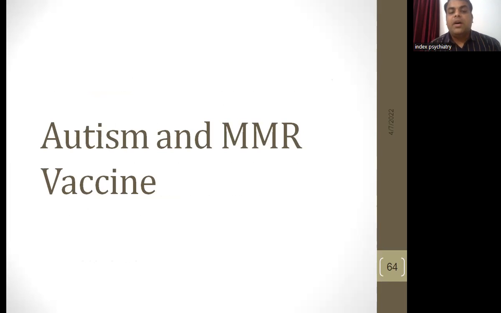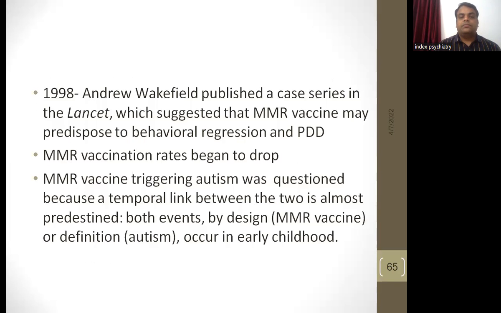Autism and MMR vaccine. MMR vaccination rates began to drop. MMR vaccine triggering autism was questioned because a temporal link between the two is almost predestined. Both events, by design, MMR vaccine or, by definition, autism, occur in early childhood.